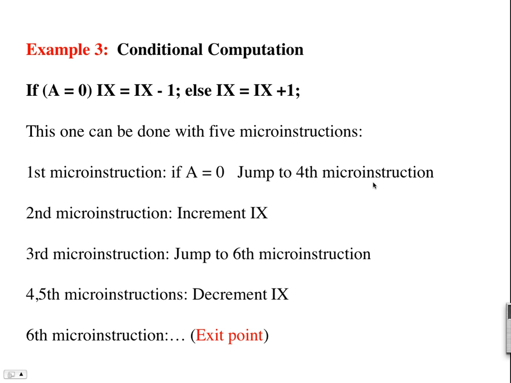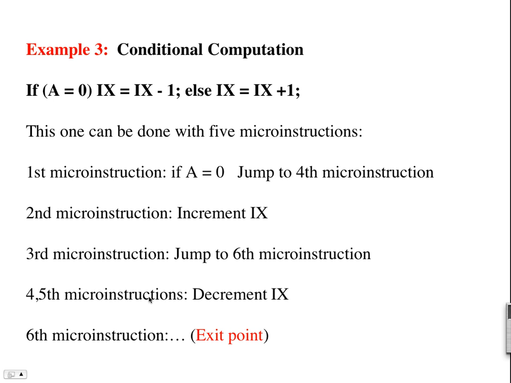That will have to be in location 3 if in fact we're jumping from location 0. We're starting out with that. And then the second microinstruction, we're going to increment IX because we haven't really jumped to decrement it. And then the third microinstruction will simply allow us to get out of that loop and exit out of this condition and to the end of the statement.